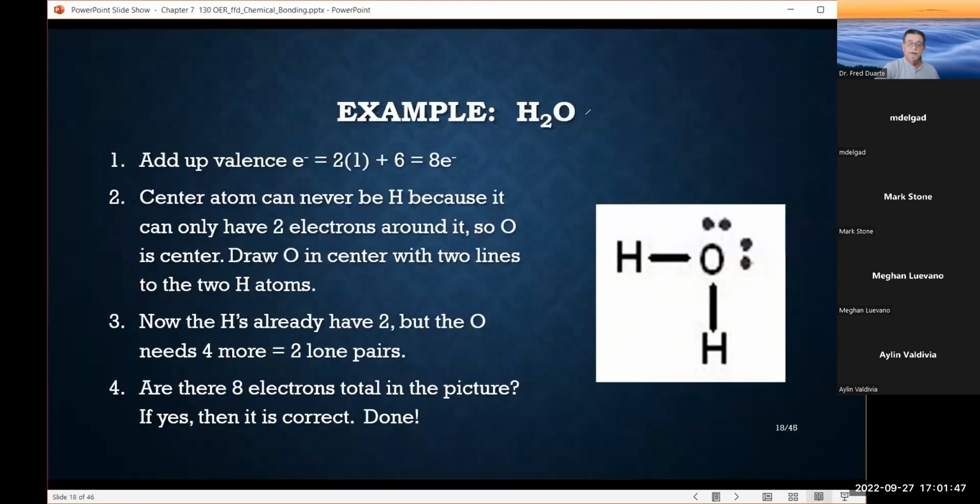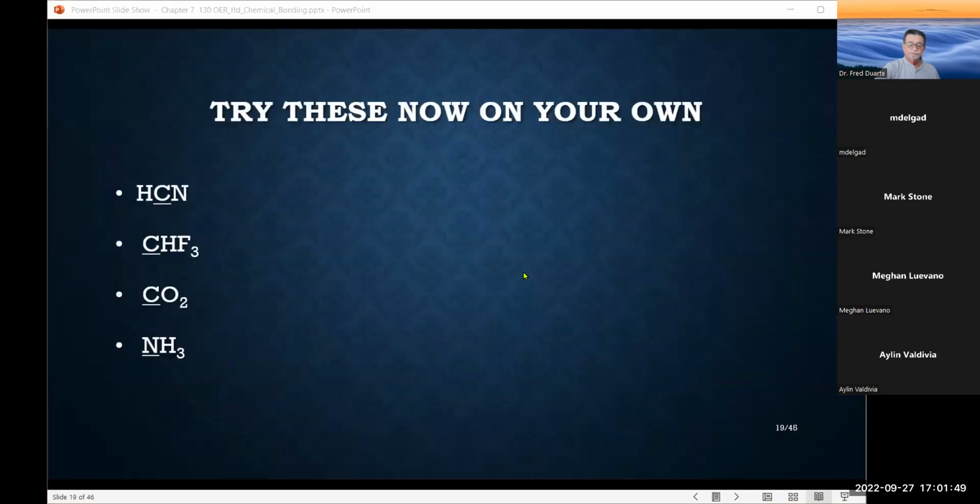All right. So what we have here are, for example, 4 compounds. They're all covalent compounds. And what we're going to do here is try to figure out a structure for them. So step number 1, we got the first one, HCN, which is a poisonous gas, by the way. First things first, we tally up the valence electrons.